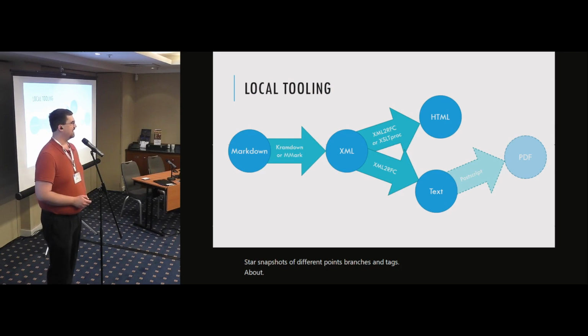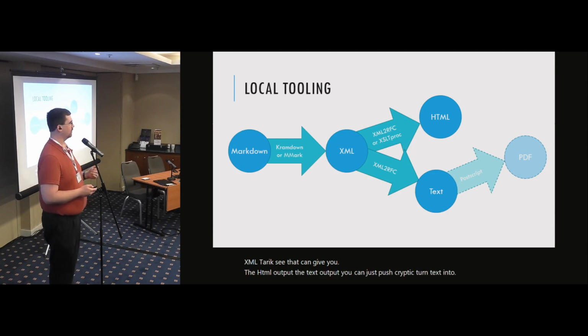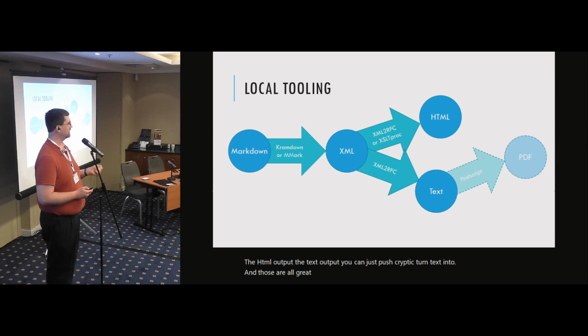So the idea is we have these tools that let you start with Markdown and use Kramdown or mmark or some other options to turn into XML. And then you can take xml2rfc that can give you the HTML output, the text output. You can use PostScript to turn text into PDF. And those are all great as standalone tools that you can use.